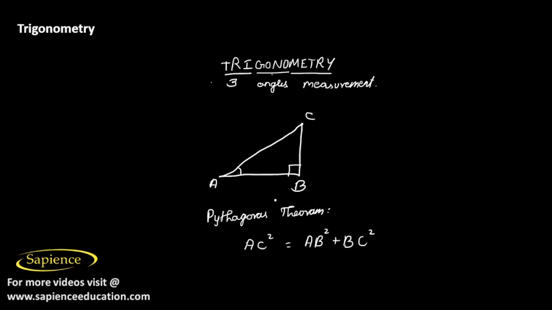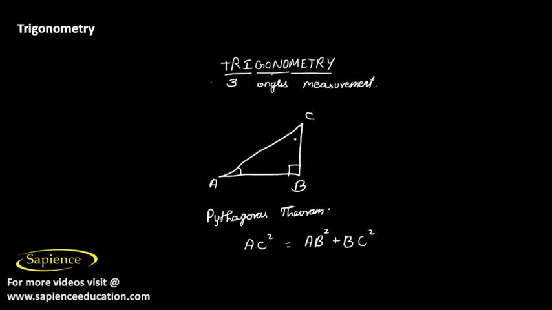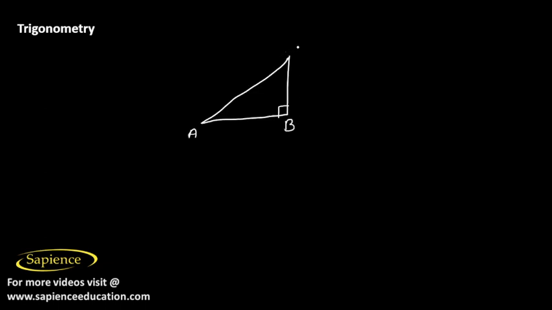Now similar to Pythagoras theorem, which states the relation between the 3 sides of a right triangle, in trigonometry we have ratios that will give the relation between the angles and the sides. For example, let us consider angle A. I'm going to name this angle as theta. Theta is a Greek alphabet. It is just like a variable, and this variable I'm using to denote this angle A.